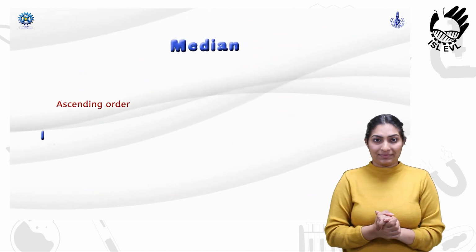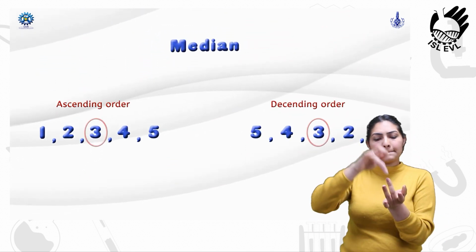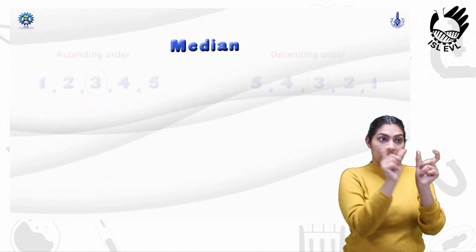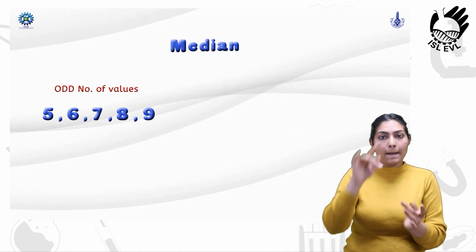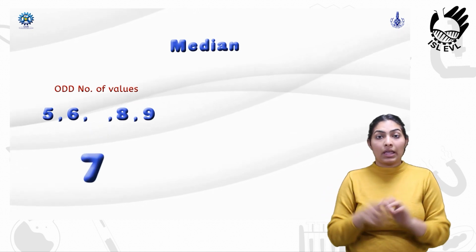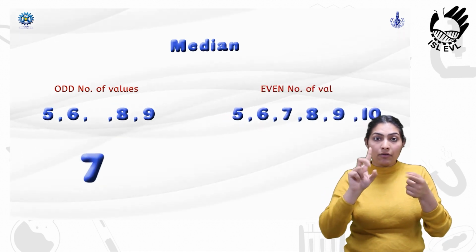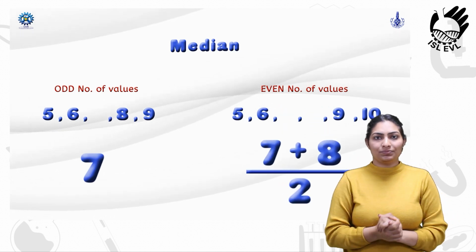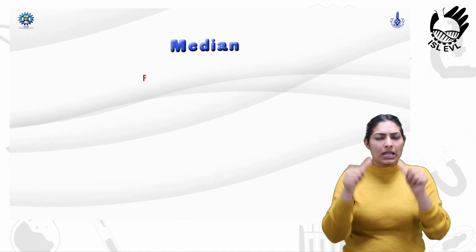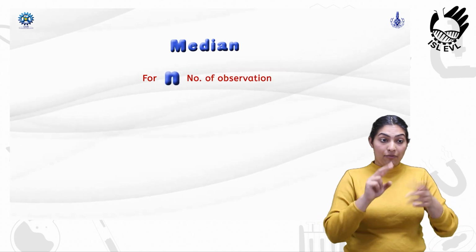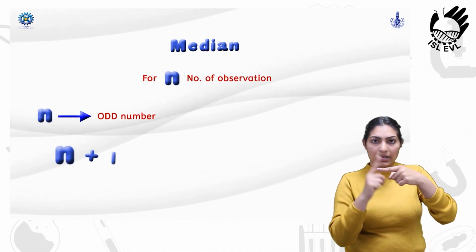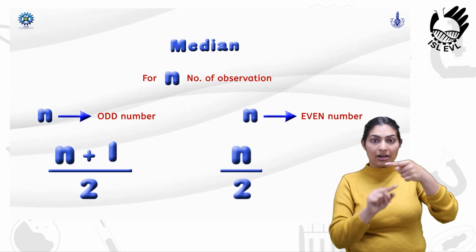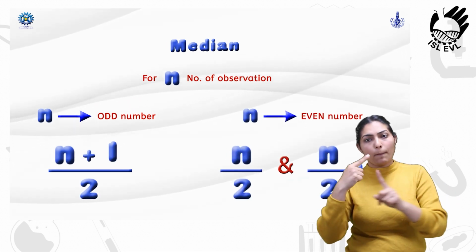Median. Median is the middle value of a data set when arranged in ascending or descending order. If the data set has an odd number of values, the median is the middle value. If the data set has an even number of values, the median is the average of the two middle values. For n number of observations, if n is an odd number then median will be (n plus 1) divided by 2. But if n is an even number then median will be the average of the n by 2 and n by 2 plus 1 observations.